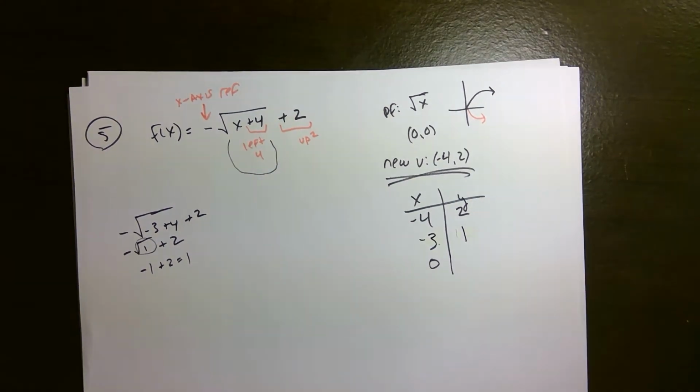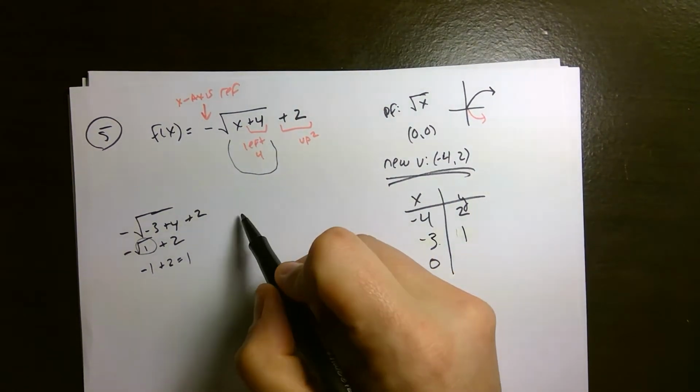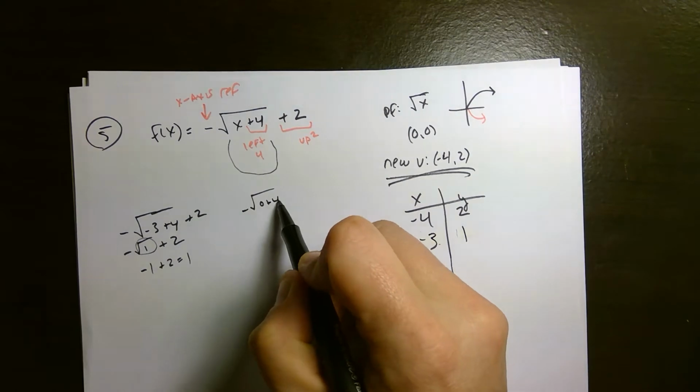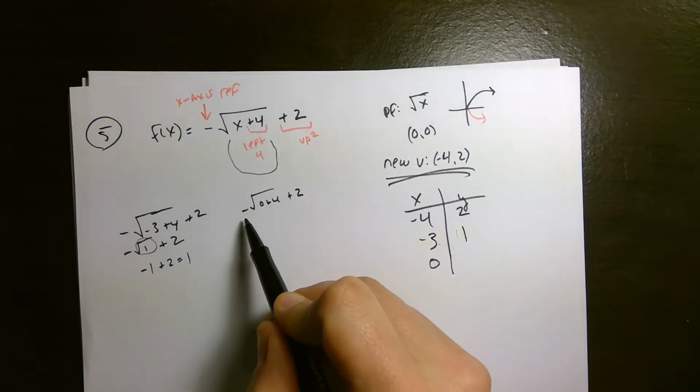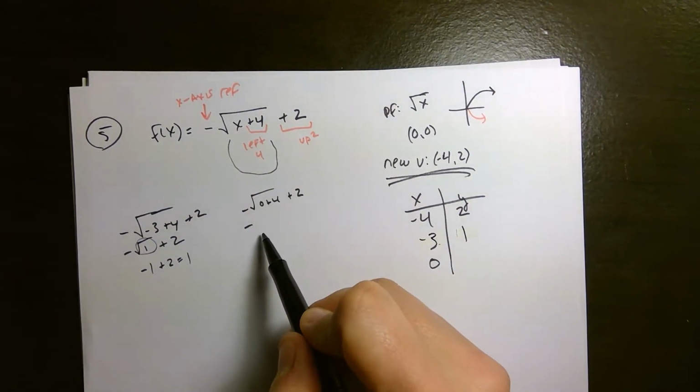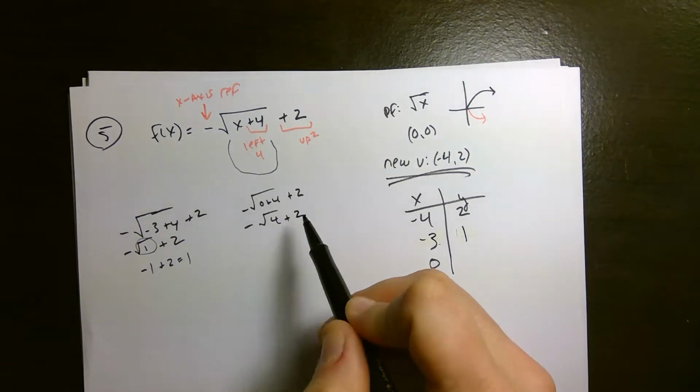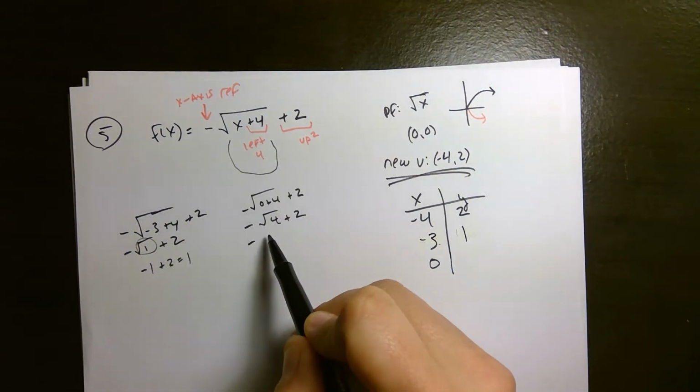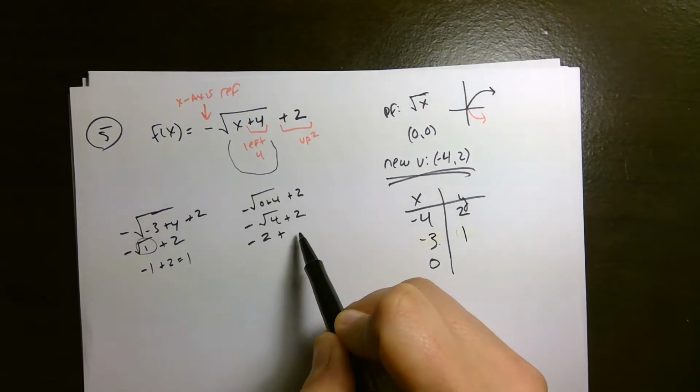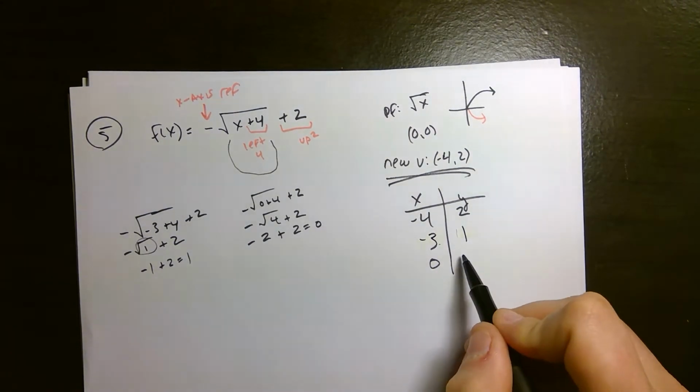And so then let's put that in and let's see what we get. If I have the opposite of the square root of 0 plus 4 and then a plus 2, the opposite sign just comes down. I know 0 plus 4 is still 4, plus 2. The opposite sign comes down. The square root of 4 is just 2. And negative 2 plus positive 2 is the number 0.